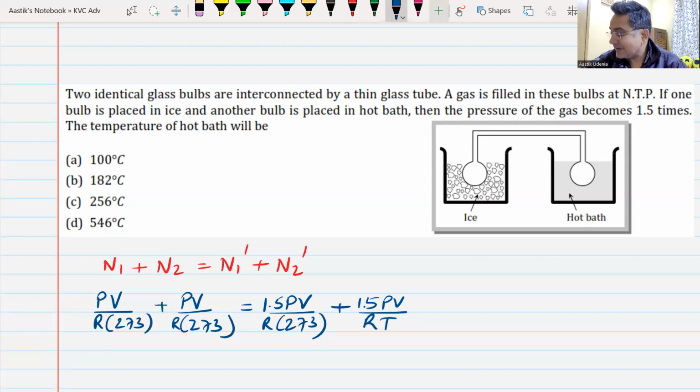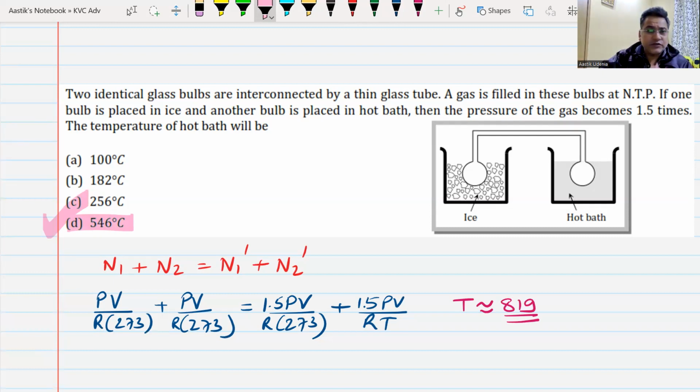From here, you will get the temperature. I think the value of temperature that you are going to get is 819 Kelvin, and that happens to be 546 degrees Celsius. This is how you have to do questions of this nature. I'll give you a minute to note it down. Everyone understands this?